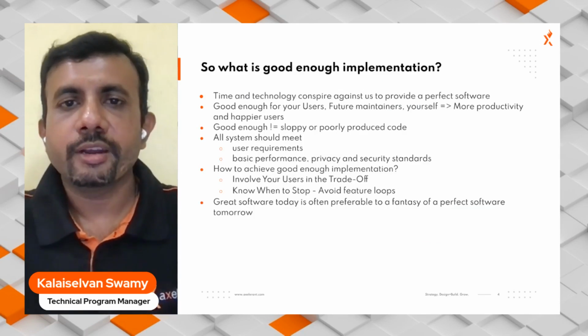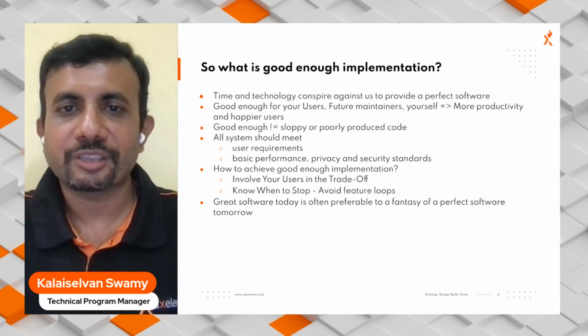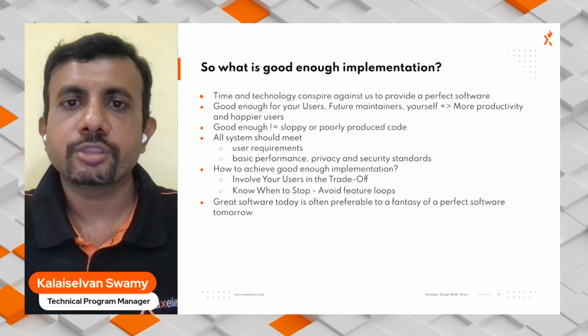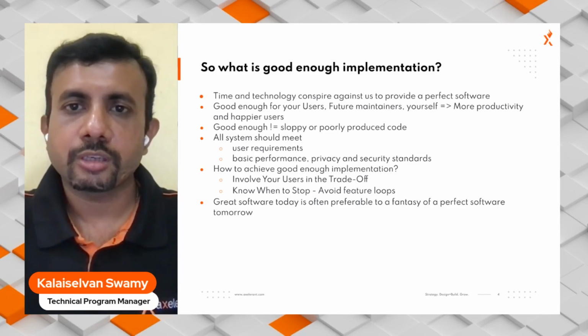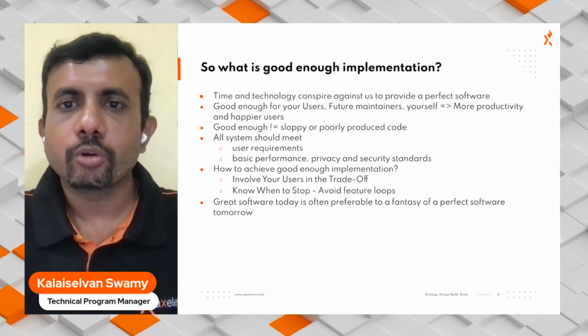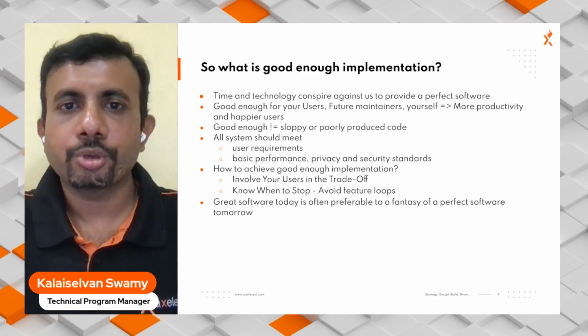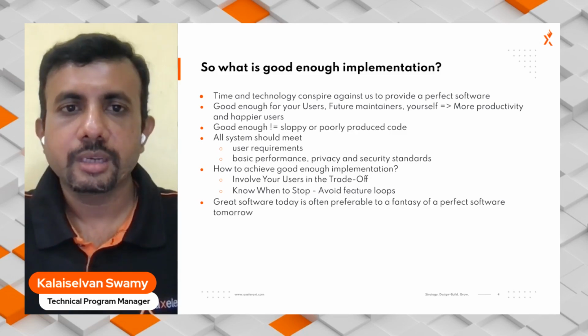So yeah, what is good enough implementation? As we know, time and technology conspire against us to provide a perfect software. So it's important that we realize that, and we identify what is good enough for our users, for future maintainers, which might be yourself or your peers, and finally yourself at present as well. So it results in more productivity for the entire team and also happier users. Good enough at the same time doesn't mean that it is sloppy or poorly produced code. It still means that it meets the user requirements, the basic performance, privacy, and security standards.